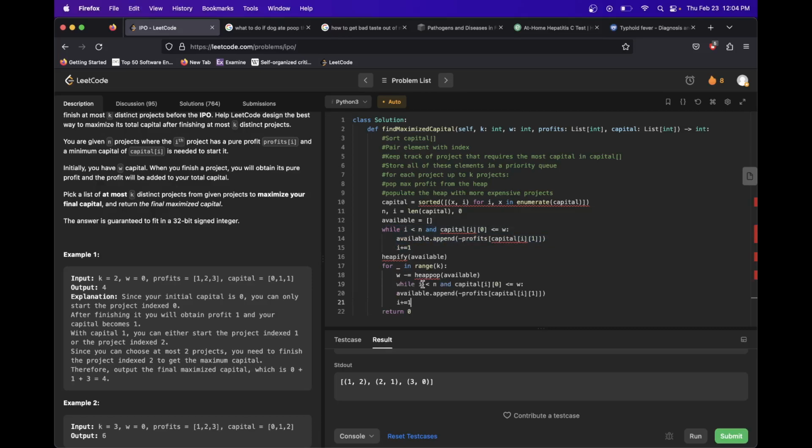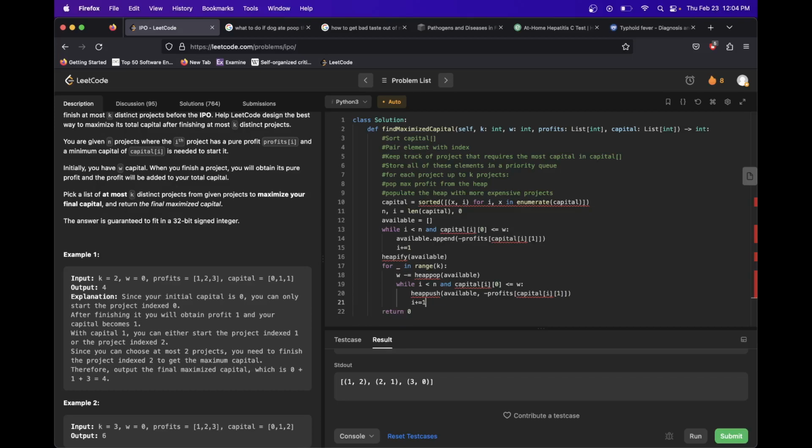So we'll say something like, okay, great, now that we have w updated, it's greater than it was. Let's say the first iteration, we're going to add 1 to it, so it goes from 0 to 1, then add all of these. So we'll say, while i is less than n and capital i at 0 is less than or equal to w, instead of saying available.append, what we really want to say this time is heap push the profit of that project to available.